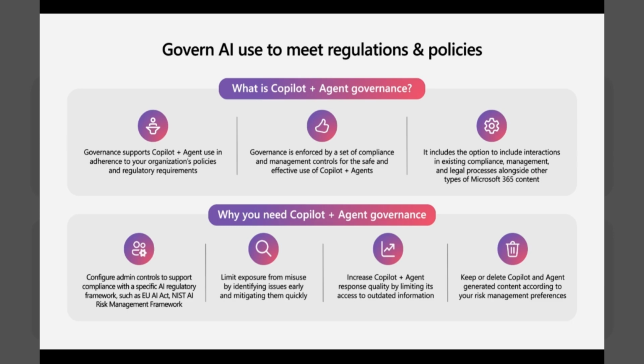Why do we need this? Well, we can configure admin controls to support compliance with specific AI regulatory frameworks, such as the EU AI Act or the NIST AI Risk Management Framework. It limits our exposure from misuse by identifying issues early and mitigating them quickly. It increases our response quality by limiting access to outdated information. And lastly, it keeps or deletes Copilot and agent generated content according to your risk management policies.